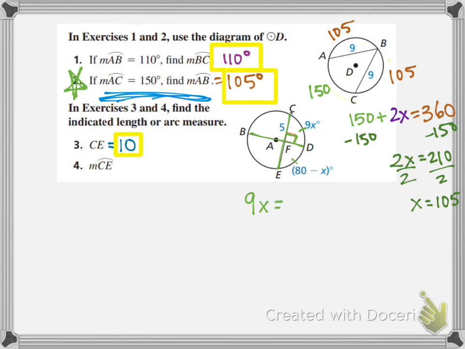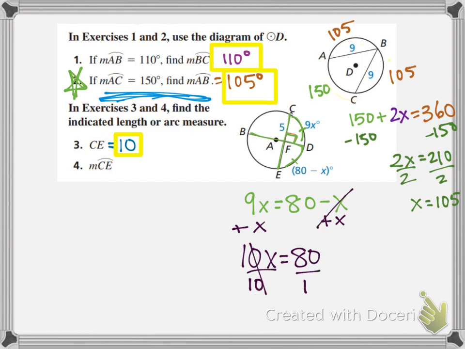9x will equal 80 minus x. We're going to move the smaller x, which here would be negative x. 9x plus x makes 10x, and that equals 80. Divide by 10, and x equals 8. It did not ask me to find x, it asked me to find a measure.